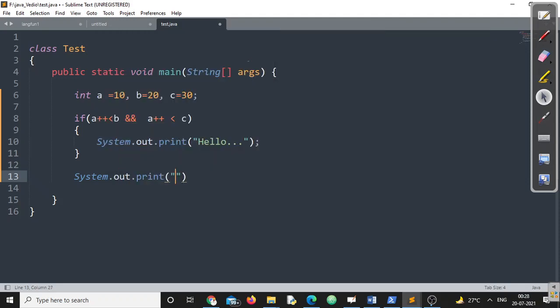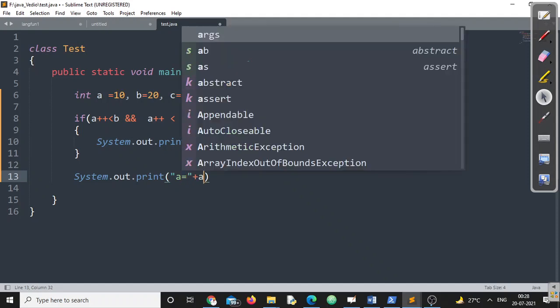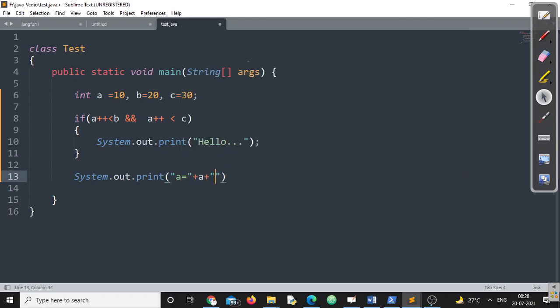Let us print the value of a, plus a. Similarly, plus b equals to, then put a plus sign, then b, right? Okay, done. Now, let us cross check what is going to happen.